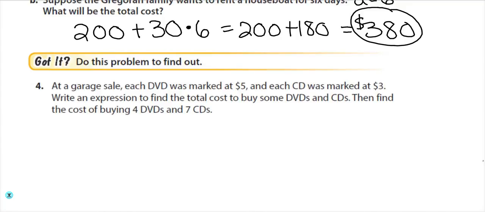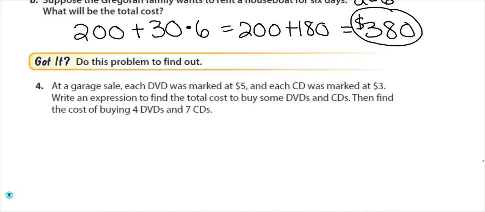So we have, at a garage sale, each DVD was marked at $5 and each CD was marked at $3. Write an expression to find the total cost to buy some DVDs and CDs. Then find the cost for buying 4 DVDs and 7 CDs. So it's just like the last one. There's a part A and there's a part B.